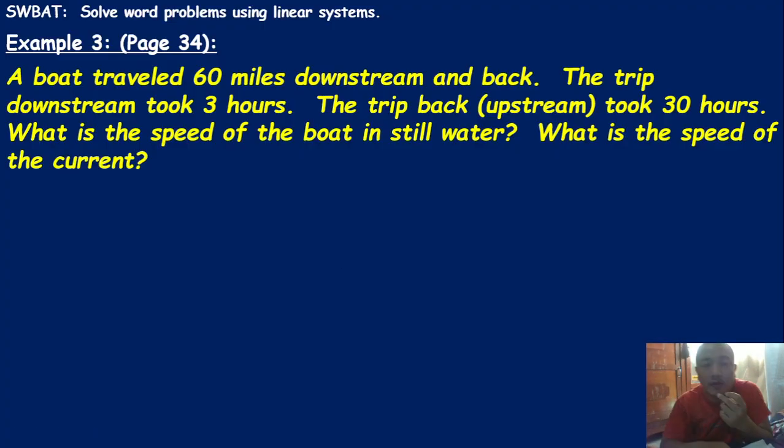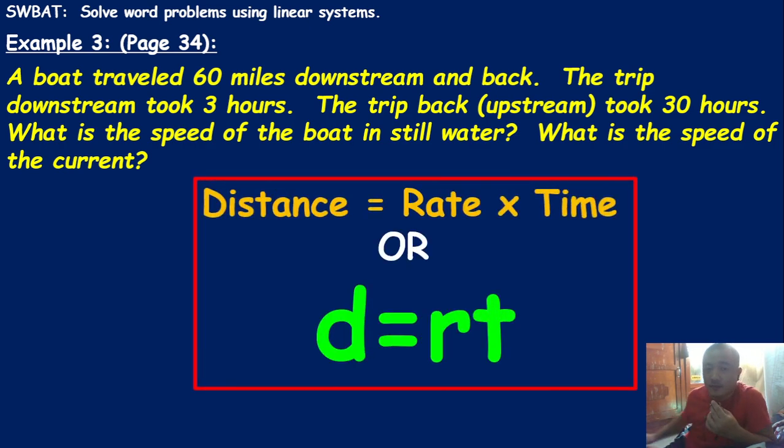Now let us try to solve another problem that involves speed of the boat in still water. So a boat traveled 60 miles downstream and back. The trip downstream took 3 hours. The trip back, or the trip upstream, took 30 hours. Kasi mas mahirap pag upstream, no? Downstream, mas madali. 3 hours. What is the speed of the boat in still water? What is the speed of the current?